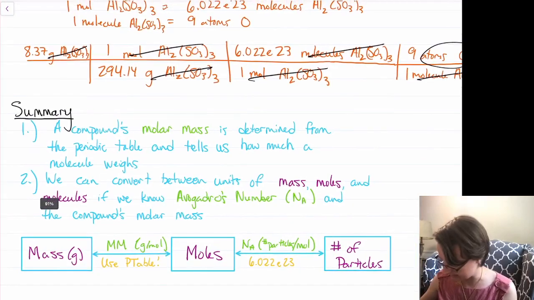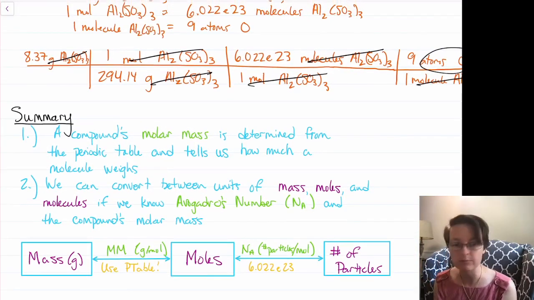Hopefully what you've seen in today's lecture is that a compound's molar mass is determined from the periodic table. It tells us how much a molecule weighs, but perhaps more importantly, it allows us to be able to convert between various unit systems that chemists use frequently: mass, moles, and the number of molecules. Doing mass to mole conversions always requires us to use our periodic table to determine a compound's molecular weight and use that as a unit conversion factor.